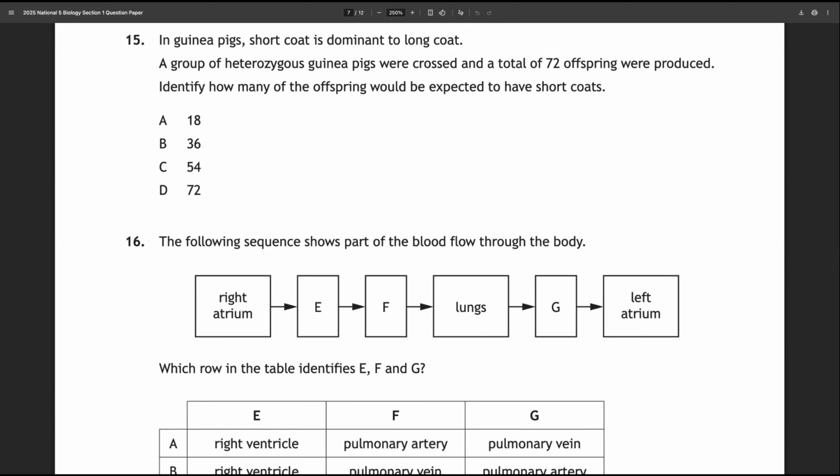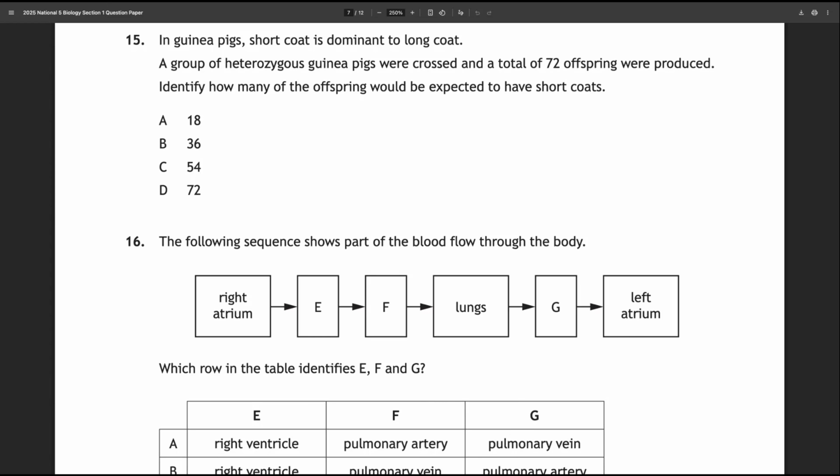Okay, question 15. In guinea pigs, short coat is dominant to long coat. A group of heterozygous guinea pigs were crossed, and a total of 72 offspring were produced. Identify how many of the offspring would be expected to have short coats. So for this one, we have 72 offspring in total. Now, if they're heterozygous guinea pigs and they're being crossed, then what we're going to see is a ratio of 3 of the dominant to 1 of the recessive. Okay, and it tells us here that short coat is the dominant one. So we'd have a 3 to 1 ratio of short to long here.